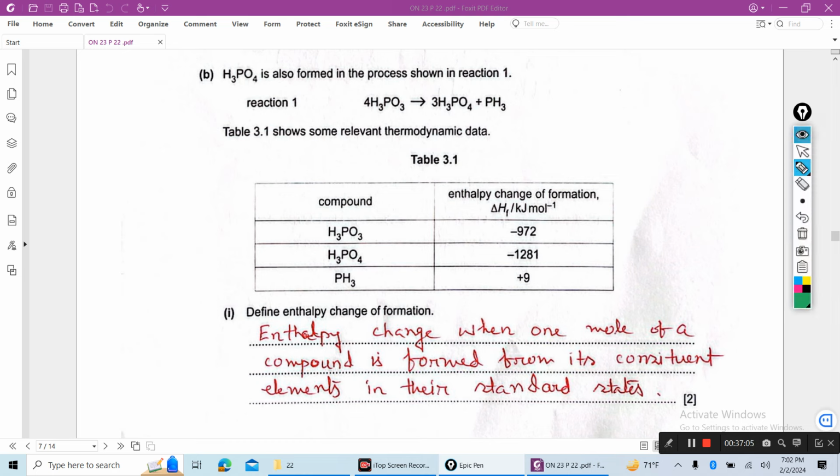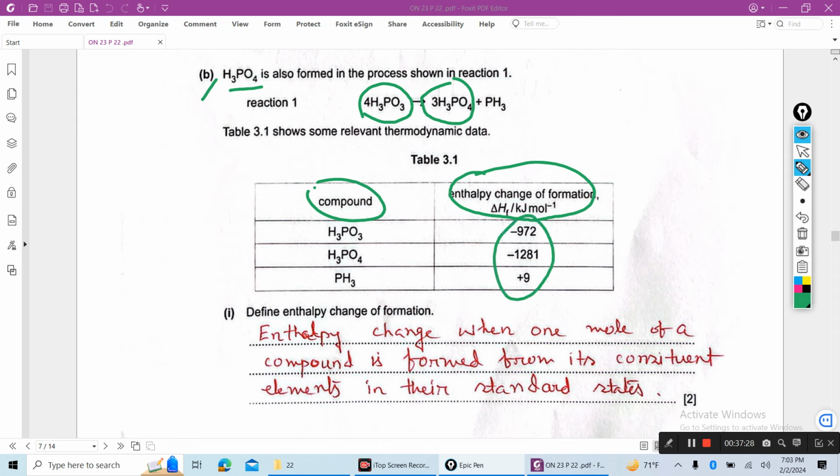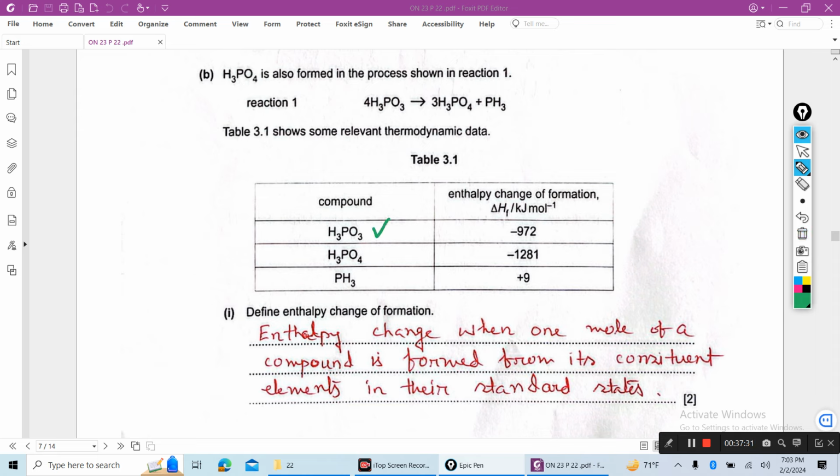Next, B. Phosphoric acid is formed in the process. Also phosphoric acid can be formed from phosphorus acid. Here some compounds are given with their enthalpy change of formation values: phosphorus acid, phosphoric acid, phosphine.